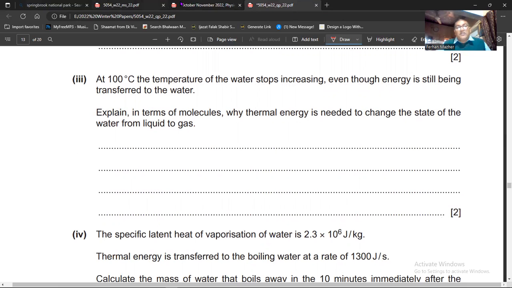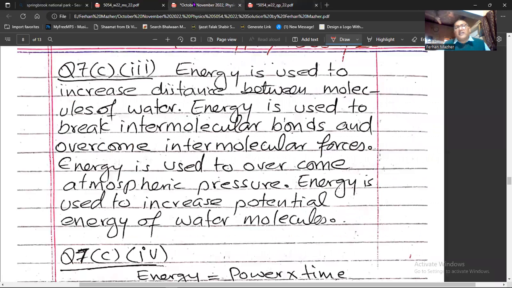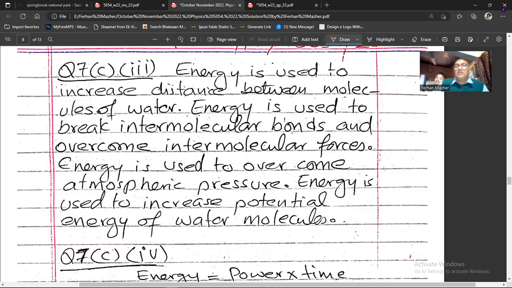Okay, so at boiling point, the heat is being provided, but the temperature does not rise because the heat is used to move the molecules of the water away from each other. The heat is used to break the intermolecular bonds. So heat is used to overcome the atmospheric pressure. So heat is not used to increase the kinetic energy. Okay.